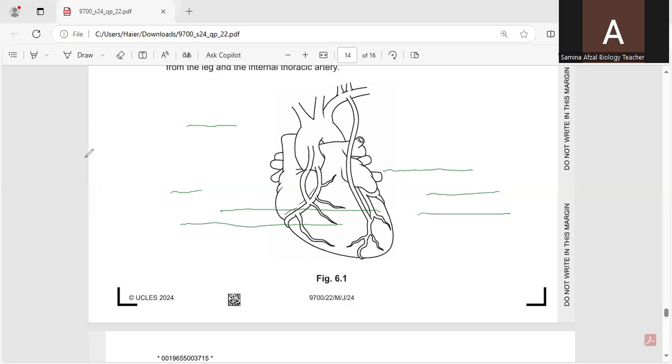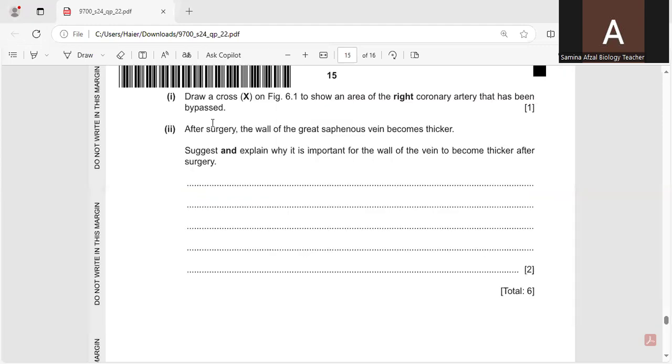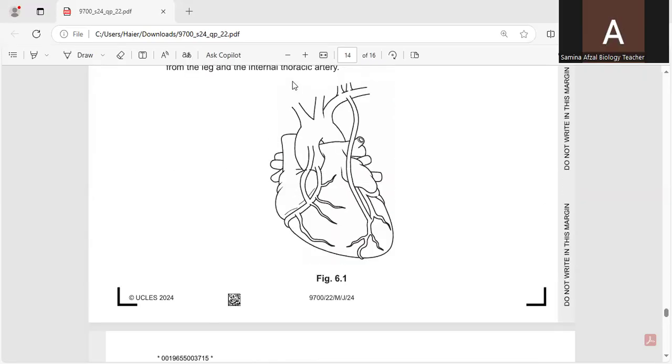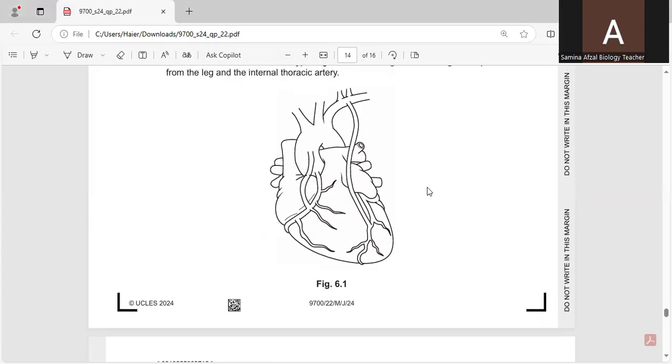Now the question is, clearly observe this picture and then draw a cross X on the figure to show an area of the right coronary artery that has been bypassed. You can see this one. This is the area which has been bypassed. So you can put the cross over here. Now the next question.